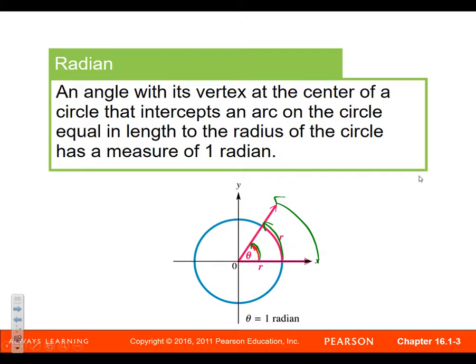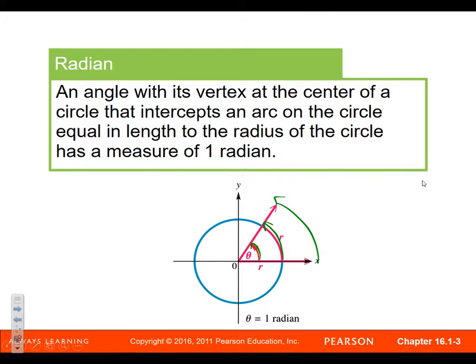A radian measure is simply a distance that you can measure. So it's taking the abstract degrees to something more concrete, which is an actual distance. So don't get crazy about that. An angle with a vector at the center of a circle that intercepts an arc on the circle equal in length to the radius of the circle has a measure of 1 radian.